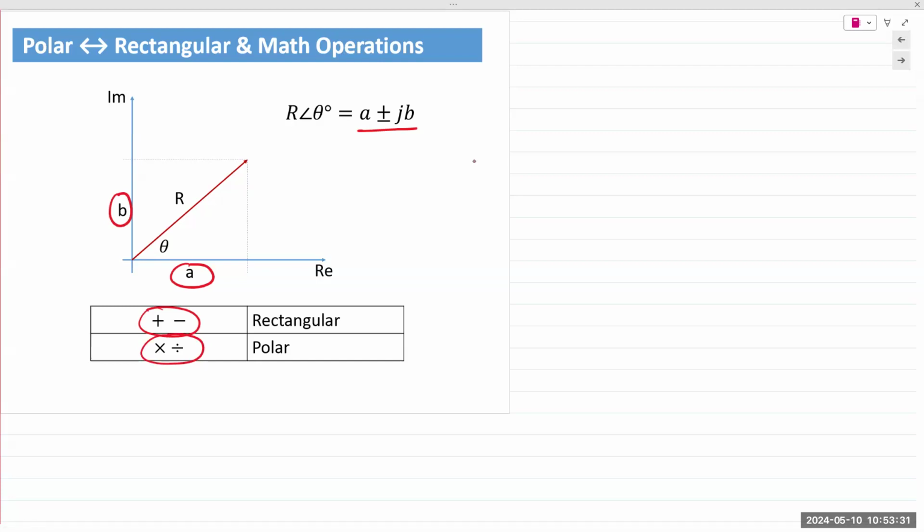Let's take rectangular first. Rectangular is rather straightforward. If you have two numbers that you're either adding or subtracting, all you're doing is combining the real parts together and combining the imaginary parts together.